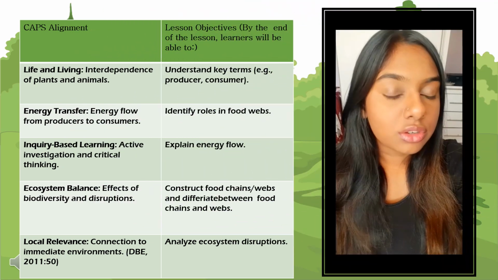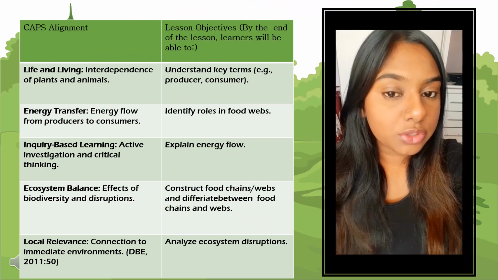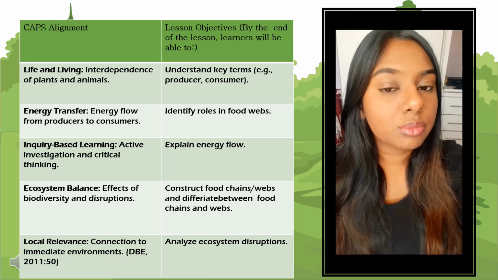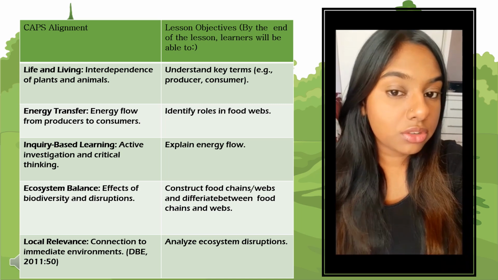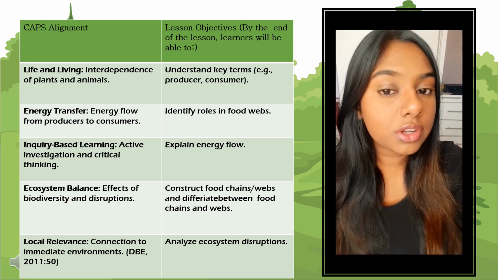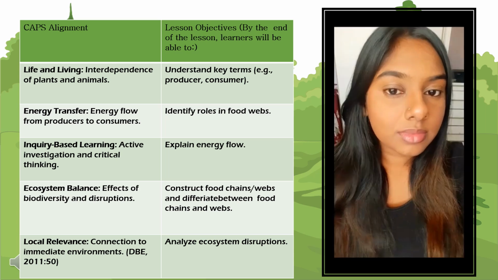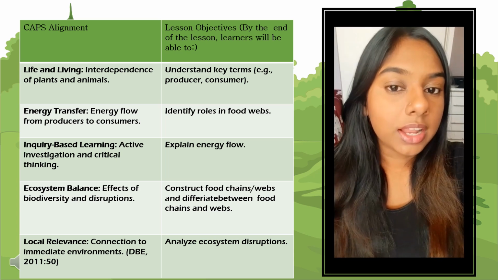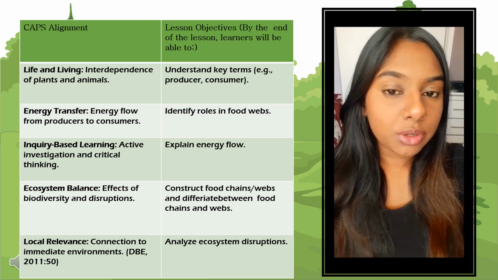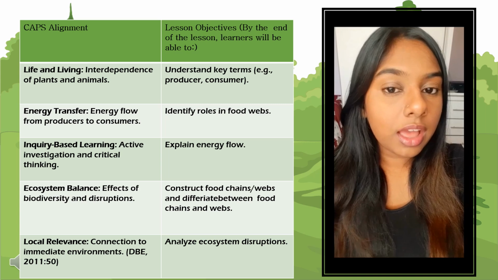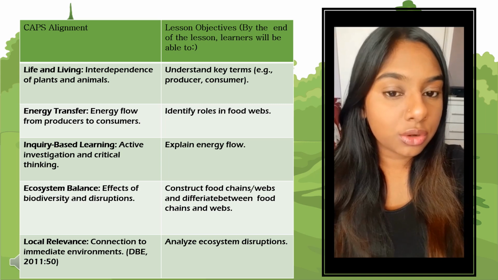With regards to how the CAPS document objectives would be aligned to the model created based on ecosystems and food webs, by the end of the lesson, learners would be able to identify living and non-living things in the ecosystem.